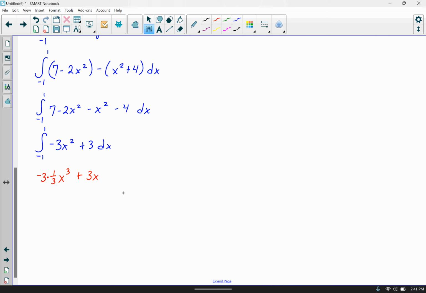Now, I didn't do a u substitution here, so I didn't have to worry about changing my limits of integration. They're still -1 to 1. I will clean up and say I have -x cubed plus 3x, and I'm evaluating from -1 to 1. Again, I only change those limits of integration when I use a u substitution. Otherwise, you're plugging in the ones that you're given. So I'm putting in my upper bound first, minus, plug in your lower bound.